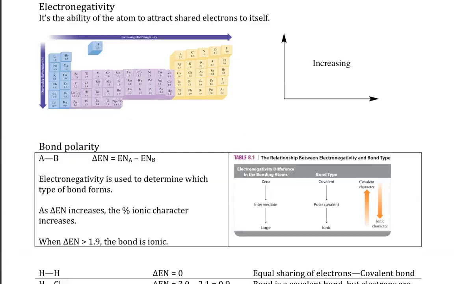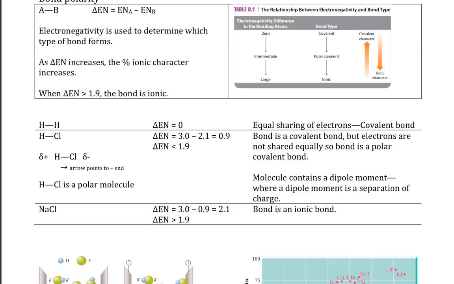Okay, our next topic is electronegativity. We talked about that in chapter 7. Remember that we had the definition, it's the ability of the atom to attract shared electrons to itself, and the trend is to increase going from left to right and to increase going from bottom to top on the periodic table. That means fluorine has the highest electronegativity. The most of all the elements, minus the noble gases, wants to attract electrons to itself. Our next topic is bond polarity.